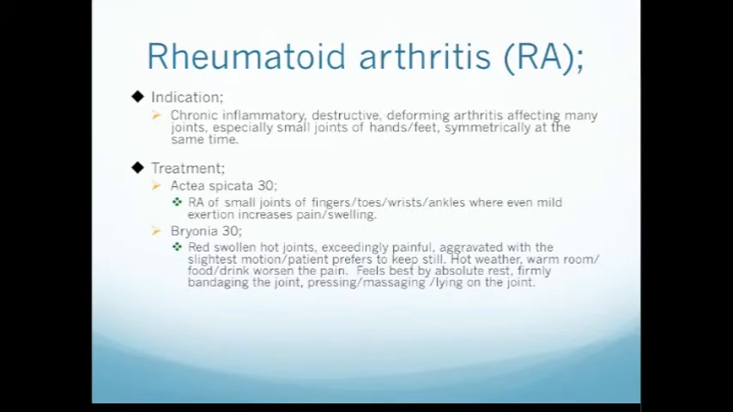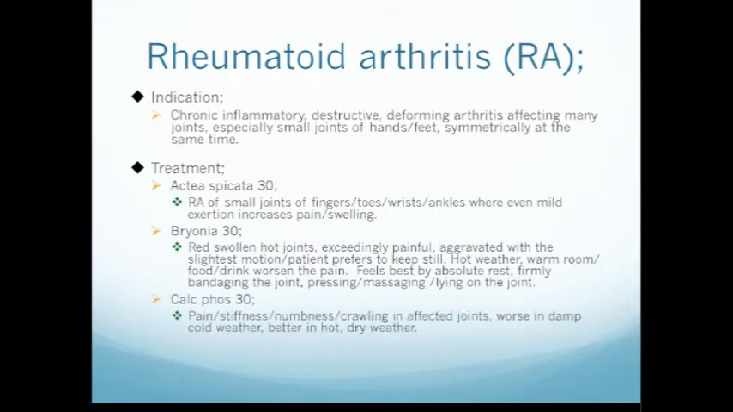Hot weather in a warm room, food, and drink worsen the pain. They feel best by absolute rest, firmly bandaging the joint, and pressing, massaging, or lying on the affected joint. Calc-Phos 30 is good for pain, stiffness, numbness, and a crawling sensation in the affected joints that are worse in damp, cold weather, but better in dry, hot weather.